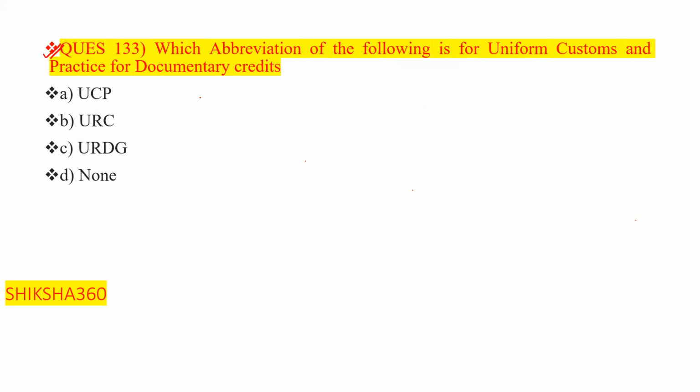Which abbreviation of the following is for Uniform Customs and Practice for Documentary Credits? The options are UCP, URC, URDG, and the last one is none. Generally they use the abbreviation UCPDC. That is our answer.